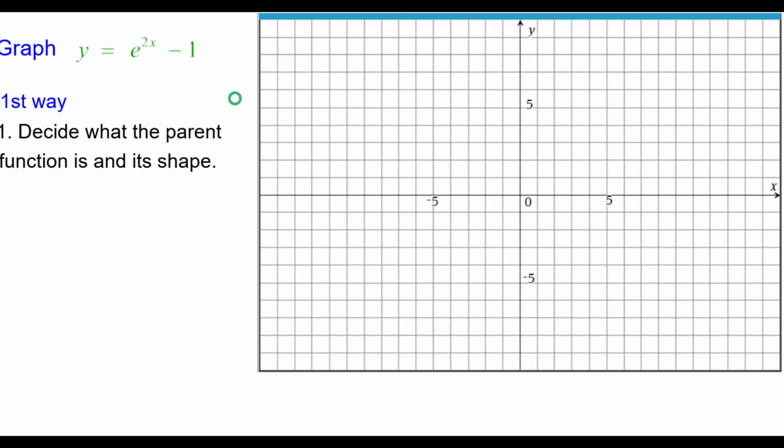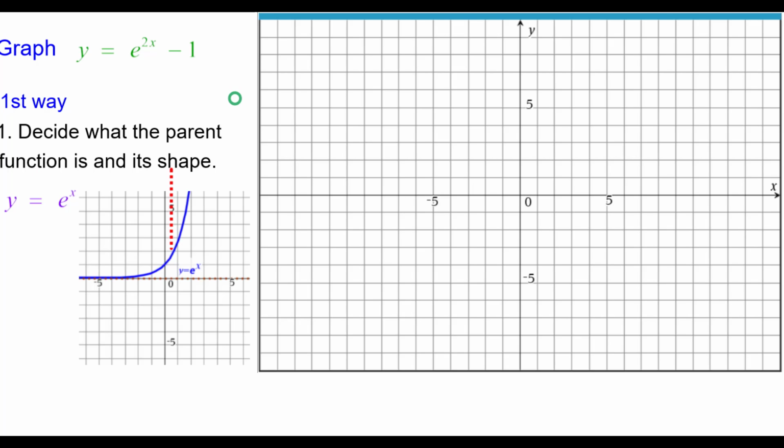First, decide what the parent function is and its shape. Parent function is y equals e to the x, and its shape is this with an asymptote. I like to refer to it as an easy chair.